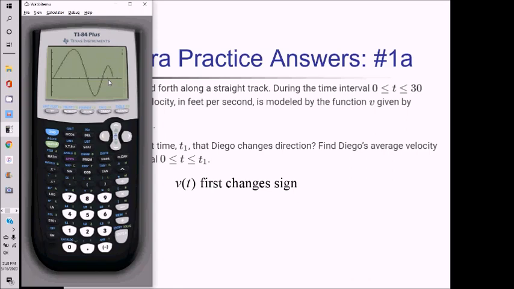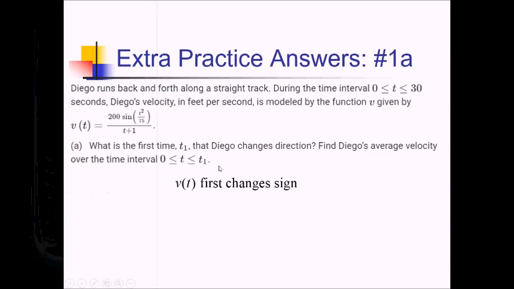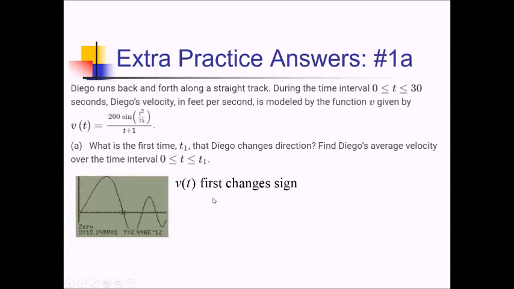So we just want to know the first place that this is changing sign, which is this spot right here. So let me do second trace, option 2 for 0. And then we'll just move a little bit to the left of that intersect, press enter. A little bit to the right, press enter. Enter one more time, and it comes out to about 15.350 if I round it off to 3 decimals. So we're going to call that spot right there t1, 15.350 seconds.